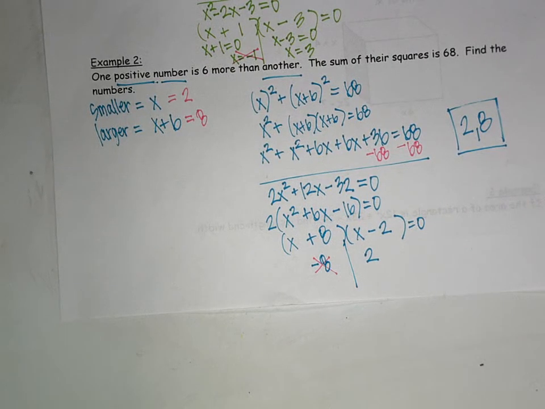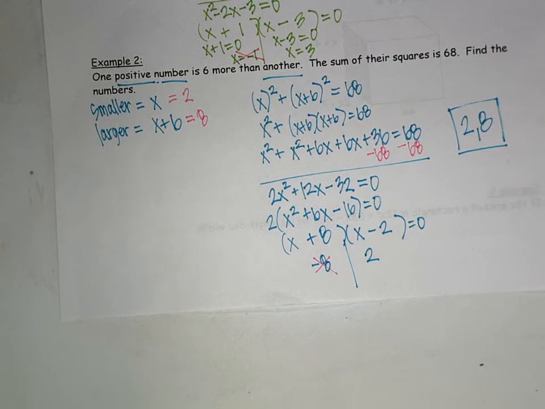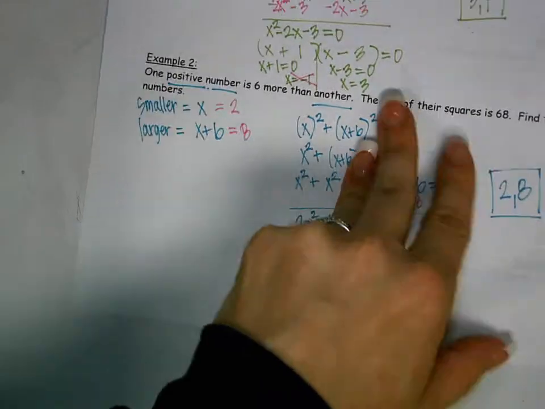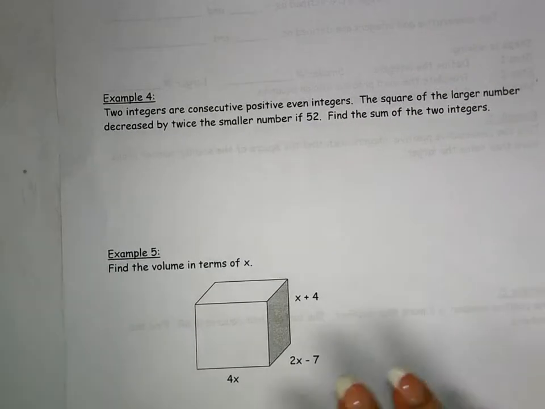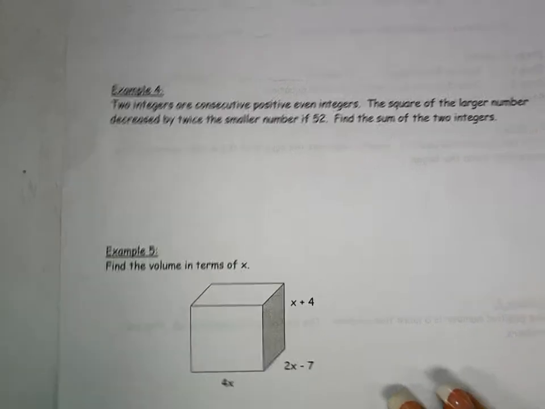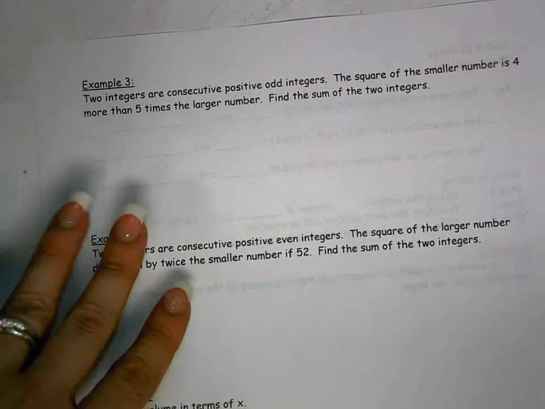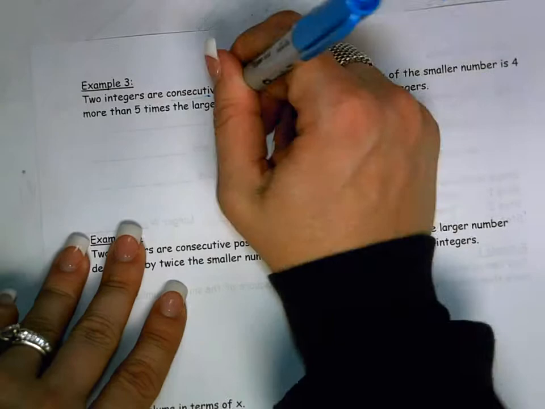Okay, let's move on to the back of this worksheet. Number 3, it says two integers are consecutive, positive, odd.